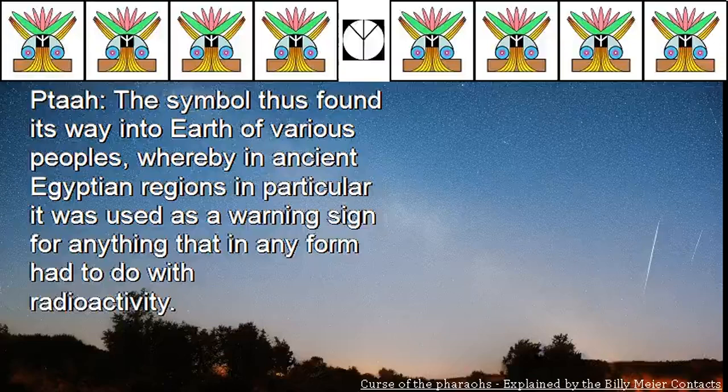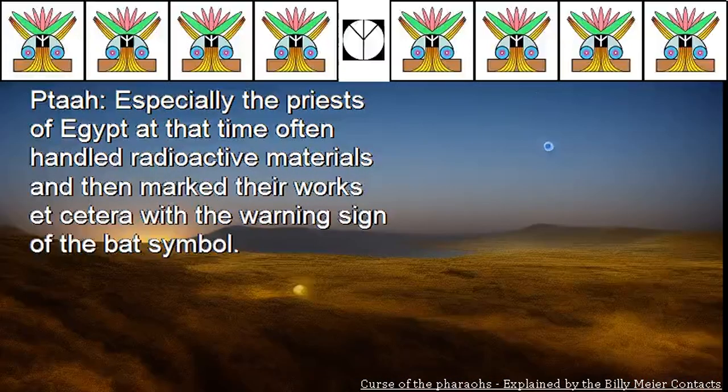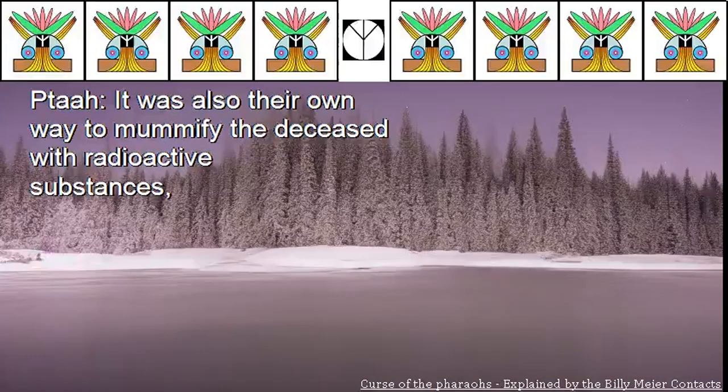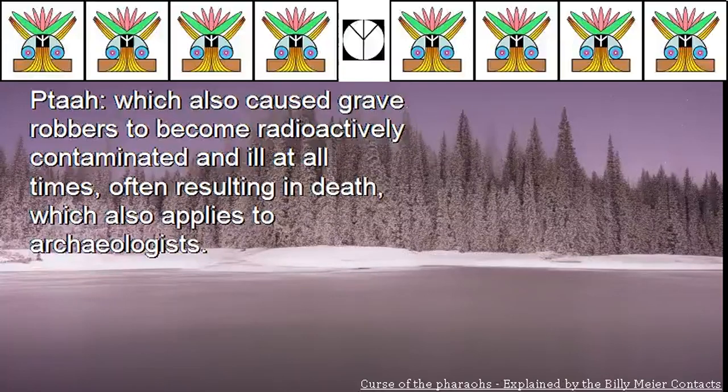The symbol thus found its way into Earth of various peoples, whereby in ancient Egyptian regions in particular, it was used as a warning sign for anything that in any form had to do with radioactivity. Especially the priests of Egypt at that time often handled radioactive materials and then marked their works, etc., with the warning sign of the bat symbol. It was also their own way to mummify the deceased with radioactive substances, which also caused grave robbers to become radioactively contaminated and ill at all times, often resulting in death, which also applies to archaeologists.